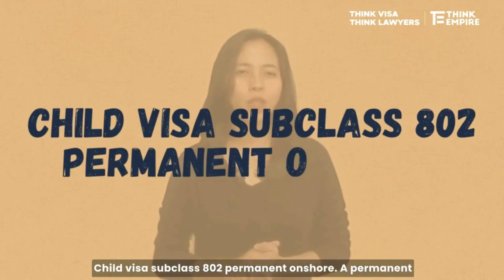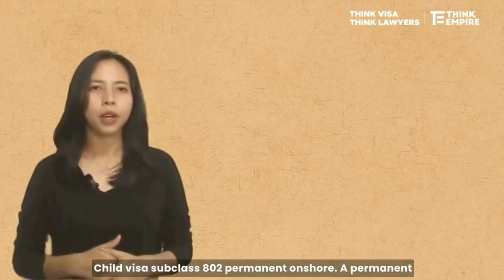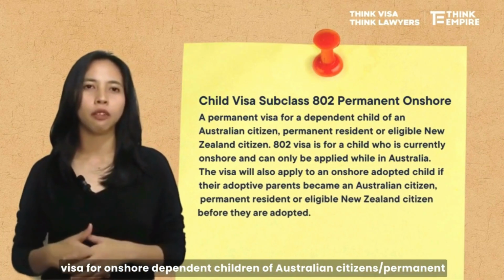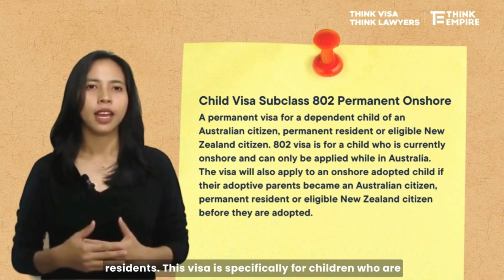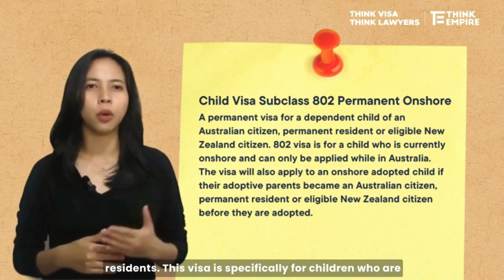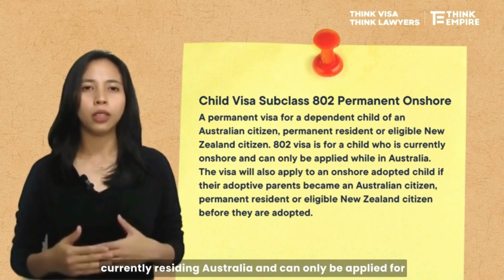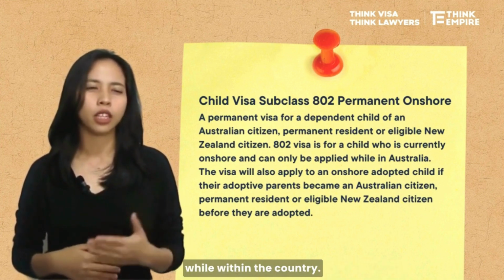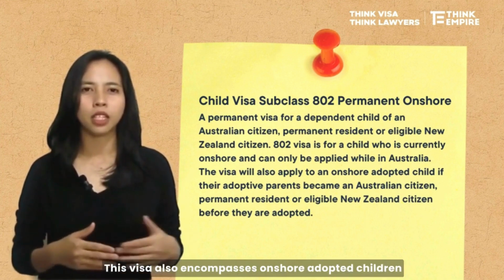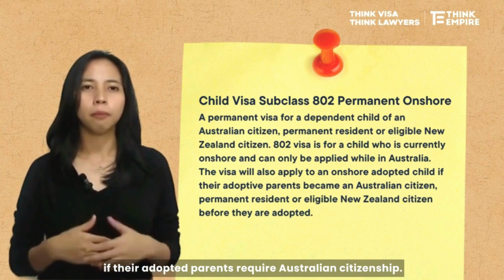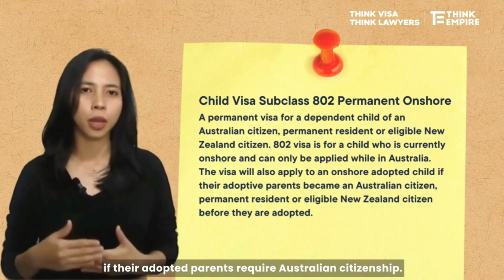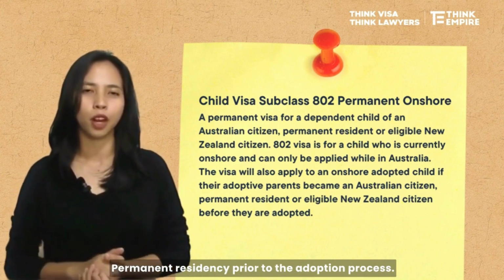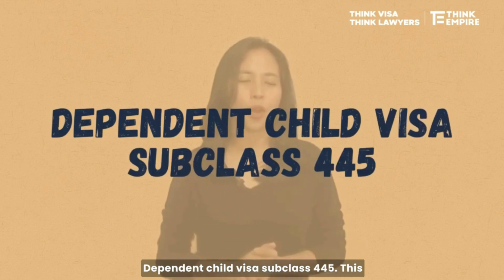Child visa subclass 802, permanent onshore. A permanent visa for onshore dependent children of Australian citizens or permanent residents. This visa is specifically for children who are currently residing in Australia and can only be applied for while within the country. This visa also encompasses onshore adopted children if their adoptive parents acquire Australian citizenship or permanent residency prior to the adoption process.